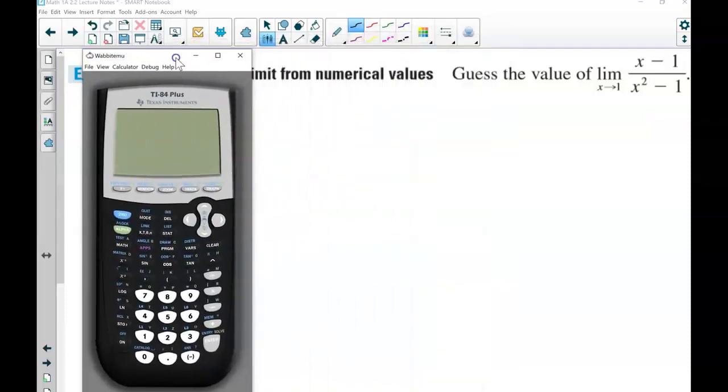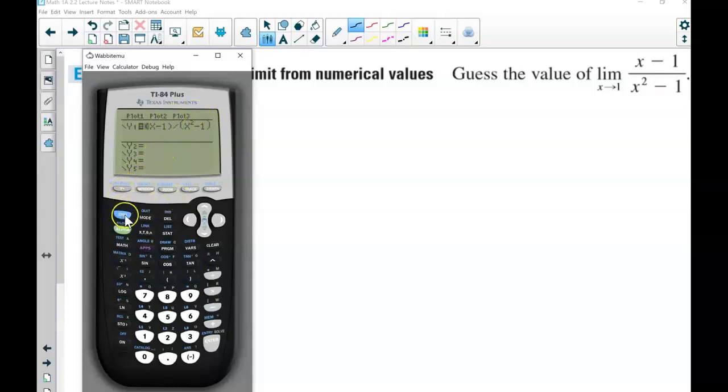Okay, so what I'm going to do first here is look at values of x that are less than or equal to 1. We're going to start on the left side and approach the value of 1. So I'm going to go ahead and turn this on and put y equals. Now if you notice here, I've already put in the function x minus 1 over x squared minus 1. And then I'm going to create a table.